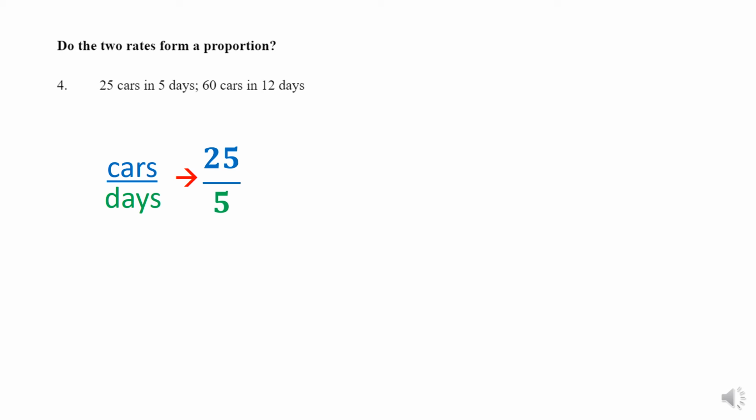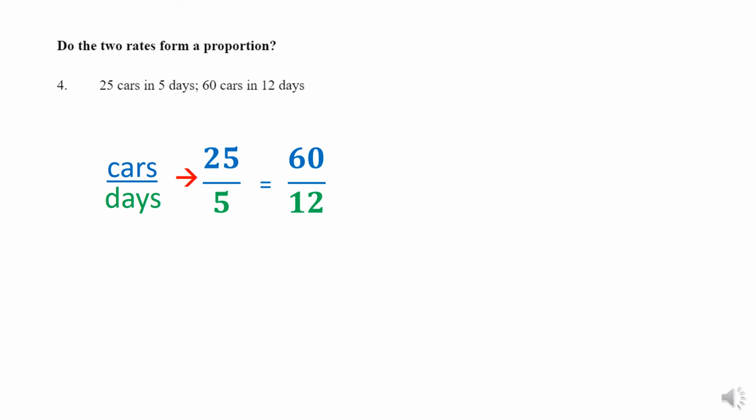Again, I don't know what we're talking about. 25 cars stolen in 5 days? 25 cars sold in 5 days? Who knows? We don't care that much. Just that the 25 is on the top. 5 is on the bottom. 60 is on the top. 12 is on the bottom. Is this proportional? Slightly different way to get our answer here.